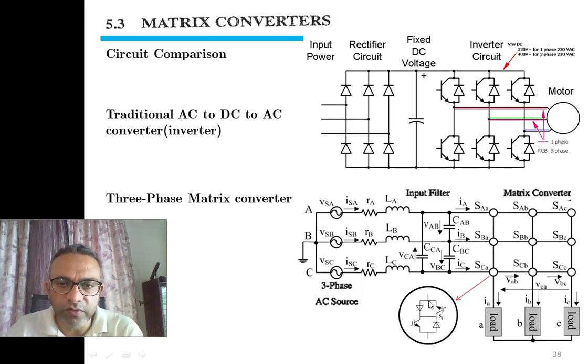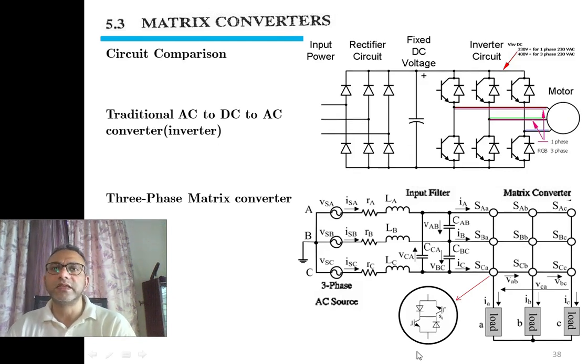When we want to allow current to flow from top to bottom, then we will allow the first diode and the first MOSFET to conduct. When we want to allow current to flow from bottom to top, then we will allow the second diode and the second MOSFET to conduct. So what is inside this circle? A bidirectional switch is inside this circle.